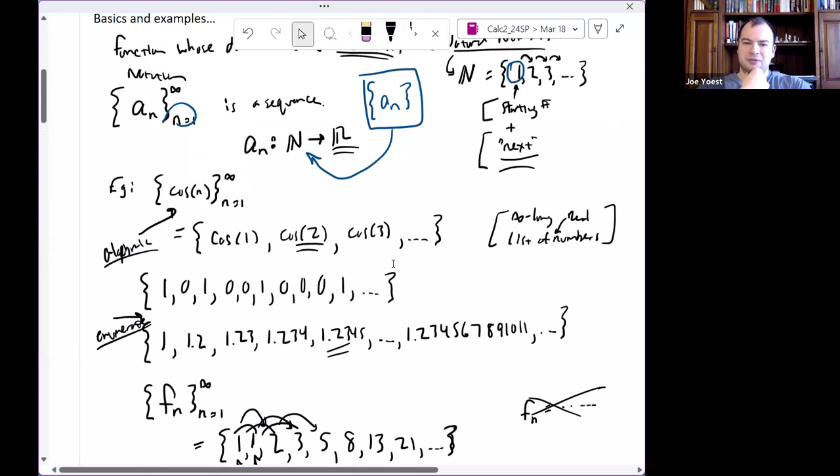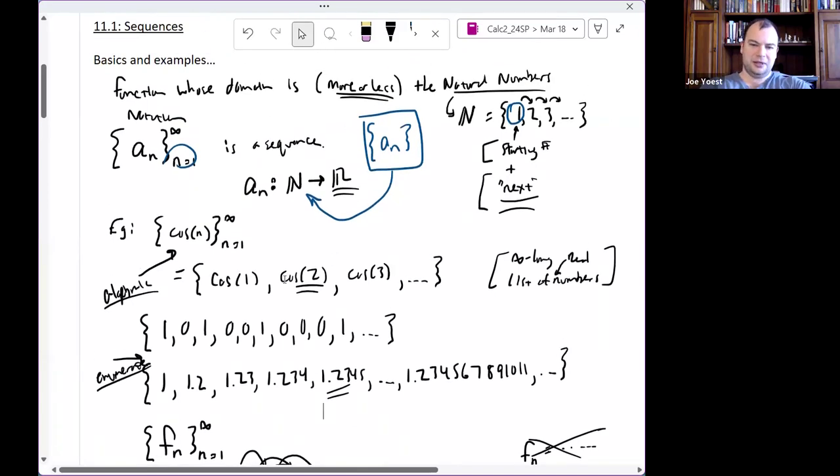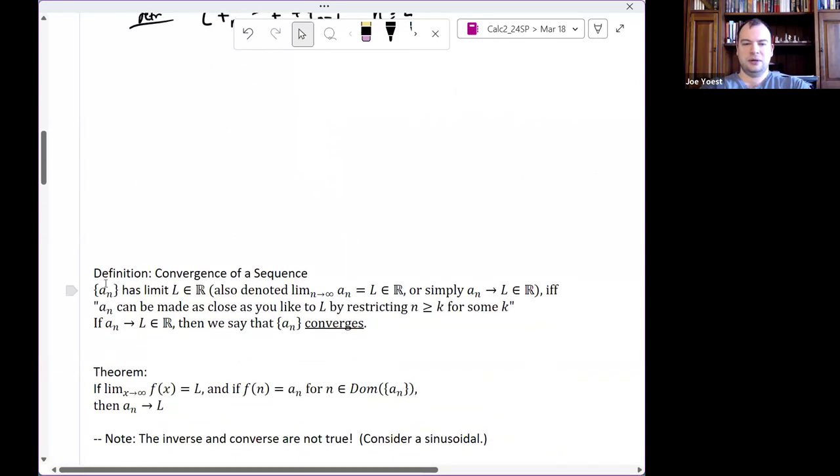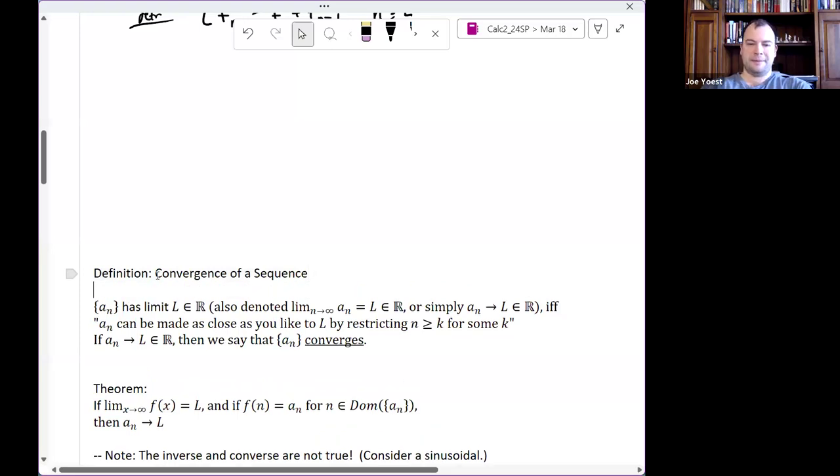Okay, so we have this interesting structure now. We have an infinitely long list of real numbers. What can we do with it? One thing that we might be interested in asking is, does this list of numbers converge? Does it settle down to the point where it more or less just starts repeating the same number, or does it just keep bouncing all over the place? So what do we mean by convergence of a sequence?